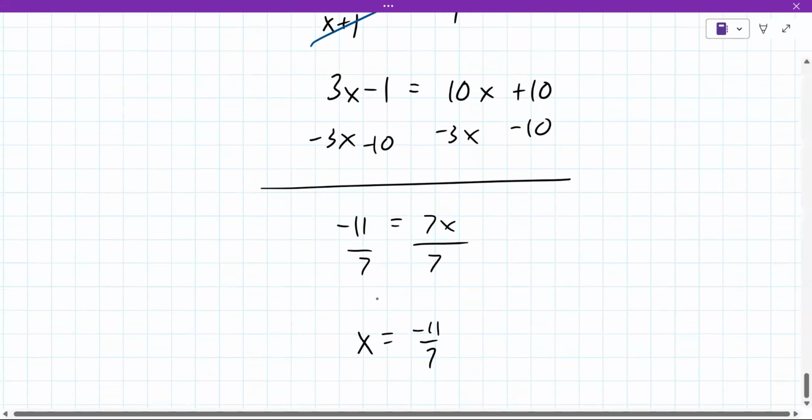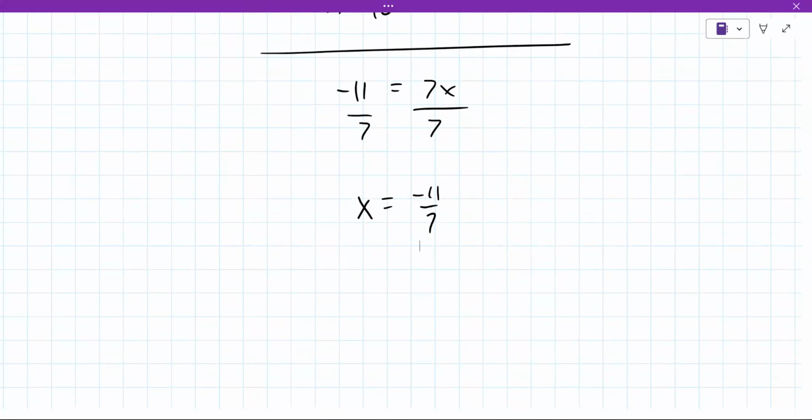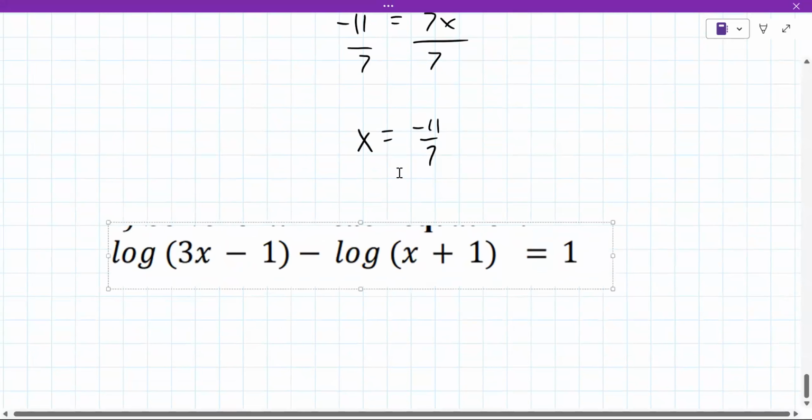Now you're supposed to actually check that this works. And you're like, what do you mean? I just got the answer. Yeah, you got an answer, but you've got to go back to the original. You're checking that the answer is actually in the domain. Can you actually use it? Does it work?